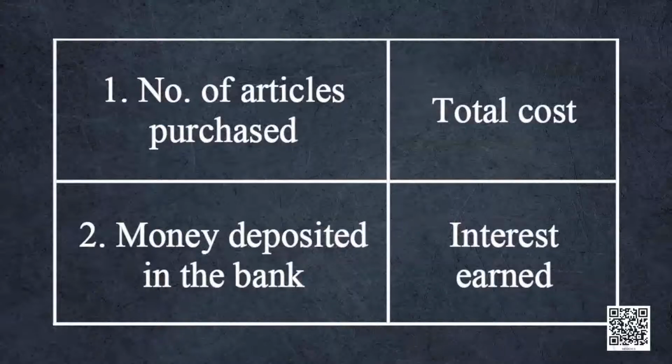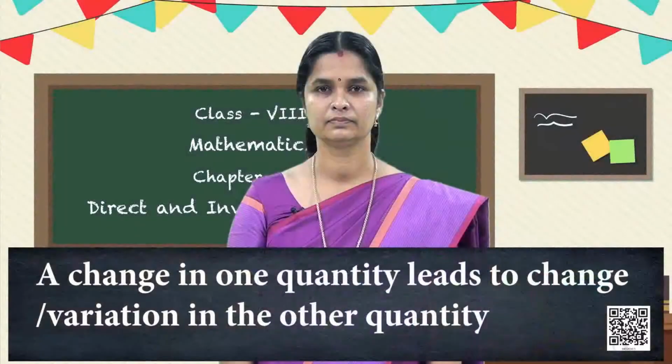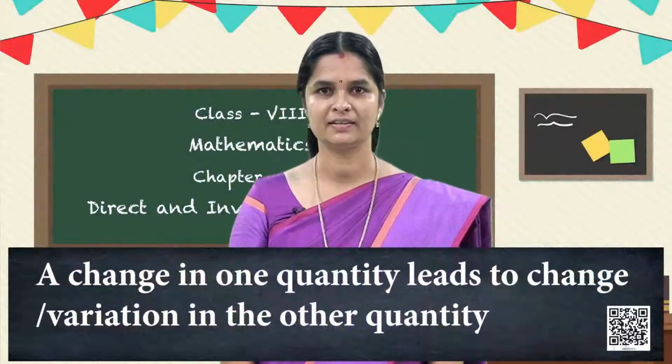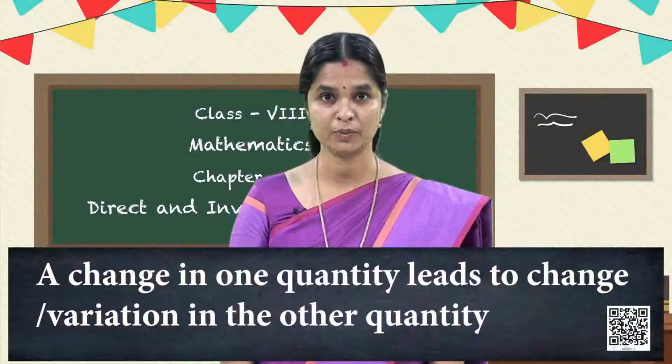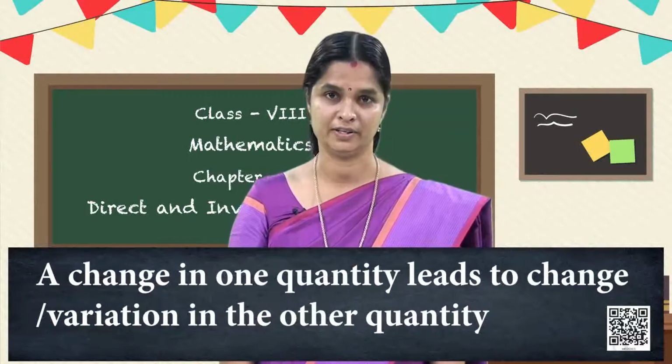Now, look at these examples. Speed of vehicle and the time taken to cover the same distance. Number of workers and the time taken to complete a particular work. In both these cases, when one quantity increases, the other quantity decreases. So, in all these examples, we have seen that a change or variation in one quantity leads to a change or variation in the other quantity.